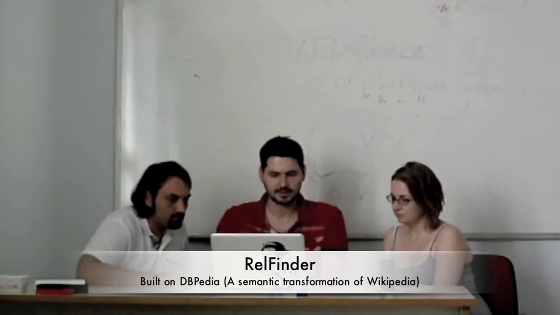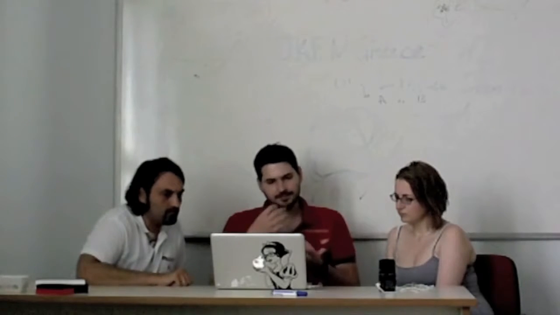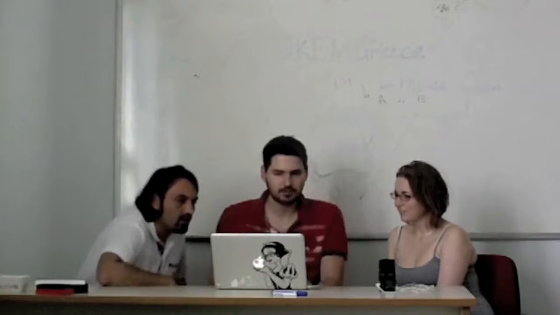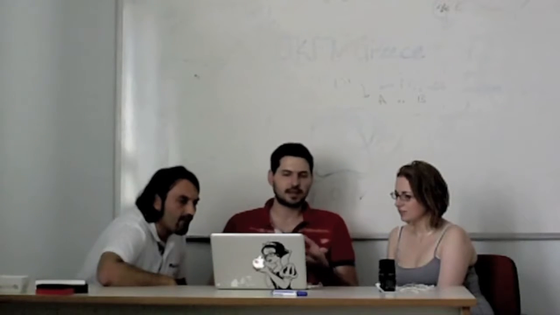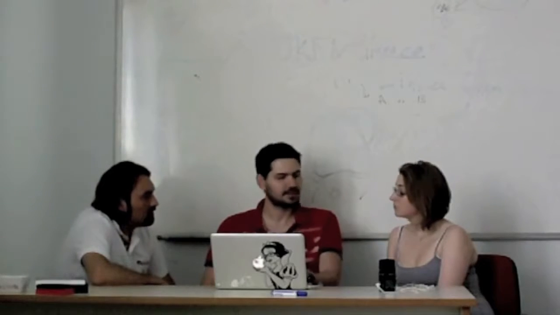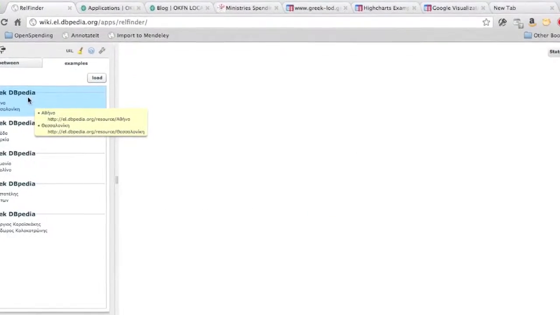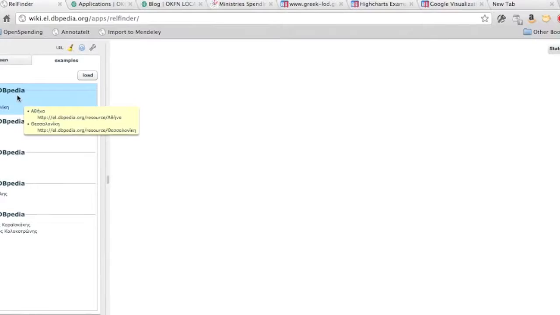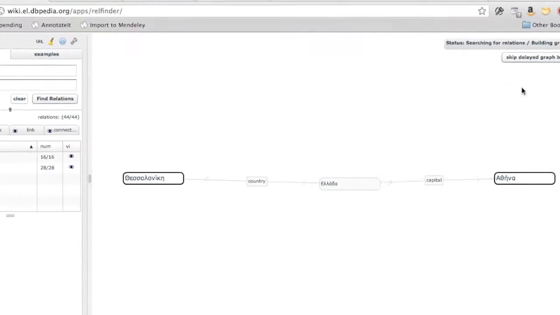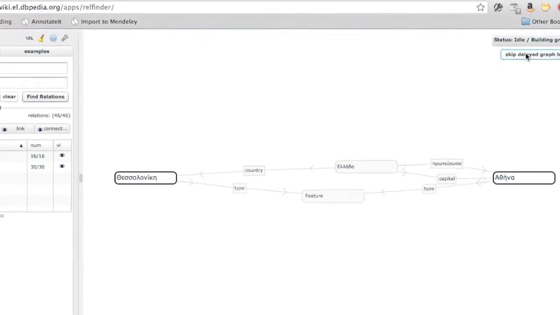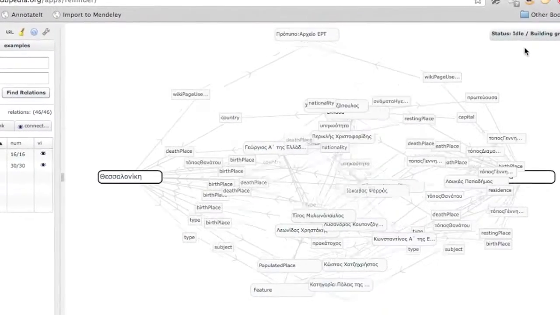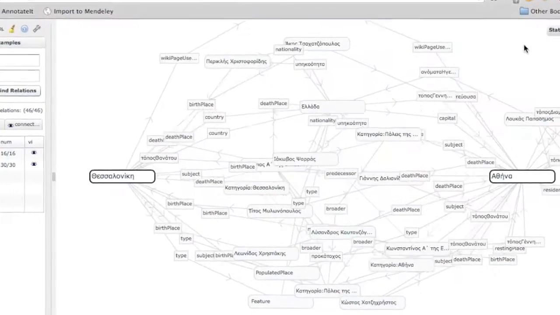RelFinder is a tool that finds relations between two instances. For example, we can see the relation between two cities, Thessaloniki and Athens in Greece. Data from Wikipedia. So you can see here that it's a graph. They both belong to Greece, this country. They are populated places, and it finds how they are connected through Wikipedia.